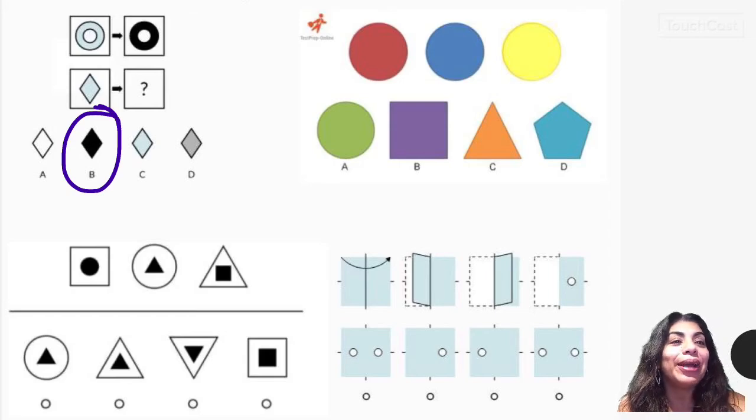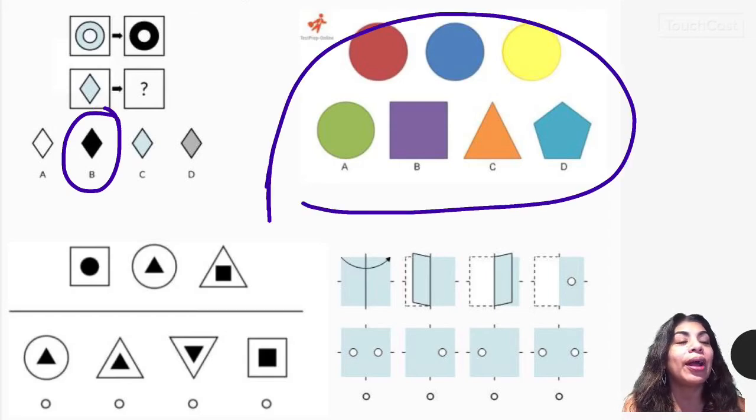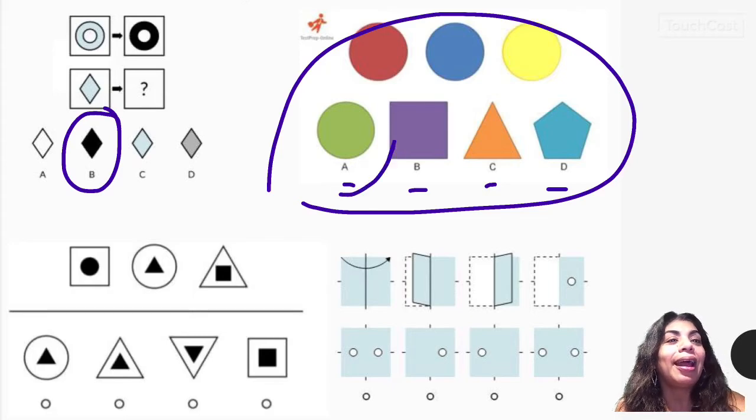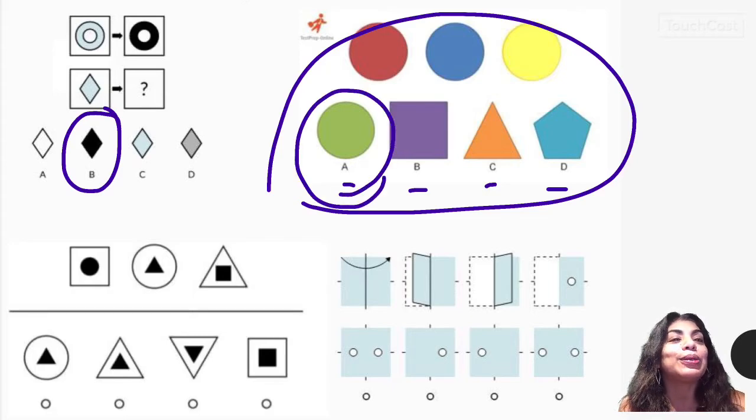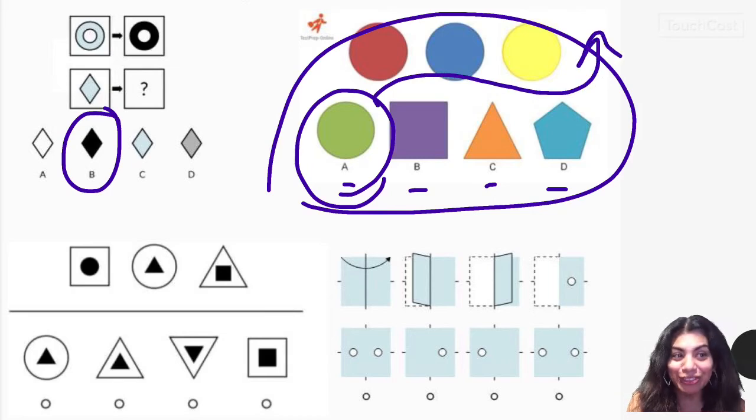So on the next one right here, we're trying to figure out which one of these shapes belongs with the group above. So we have a red, blue, and yellow circle. Pretty easy, right? Which one would belong with the group above? And I know everybody's thinking the blue circle needs to pack up and move up here. That's true. All right, so moving on to the next one.